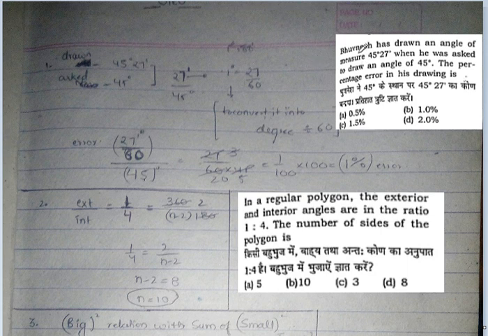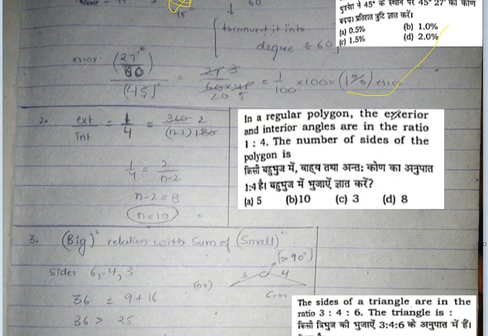In the first question, he asked: Bohanis has drawn an angle of measure 45 degrees 27 minutes when he was asked to draw an angle of 45 degrees. The percentage error in his drawing is? You can just directly take, he had to draw 45 but he has drawn 45 degrees 27 minutes, so this 27 is the error, so 27 by 45. But we have to convert this 27 into degrees as well. So first of all we divide it by 60, then we divide it by 45, so we'll get the percentage error is 1%. Okay, next question.